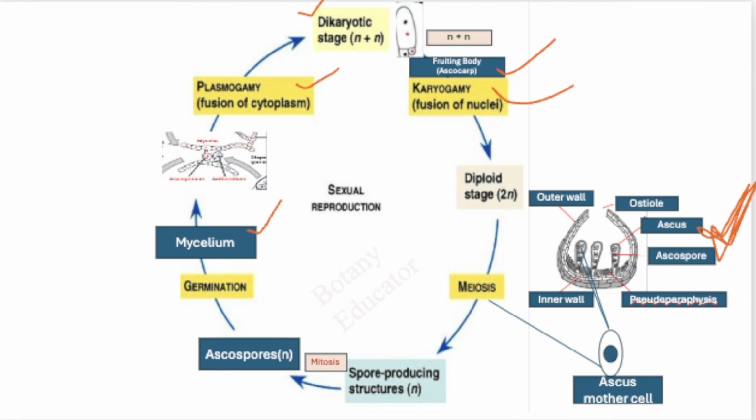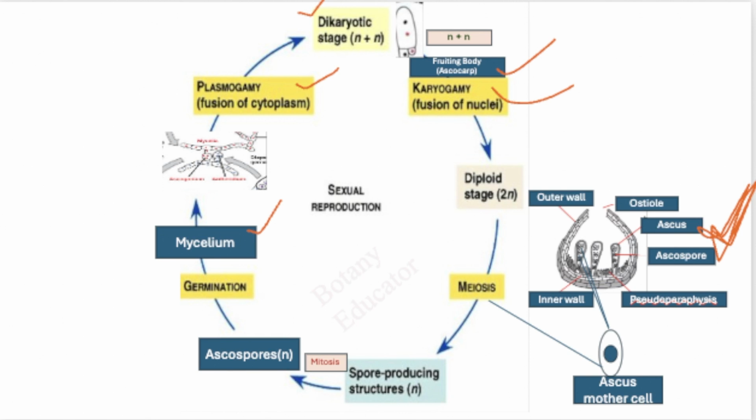In this ascocarp you will find that the ascus mother cell is present, and in the ascus mother cell meiosis takes place, right? After the meiosis four haploid structures are forming, and after that mitosis takes place, and after the mitosis ascospores are formed. Why does meiosis take place? So that the diploid structure converts into a haploid structure, and the four haploid structures are formed.